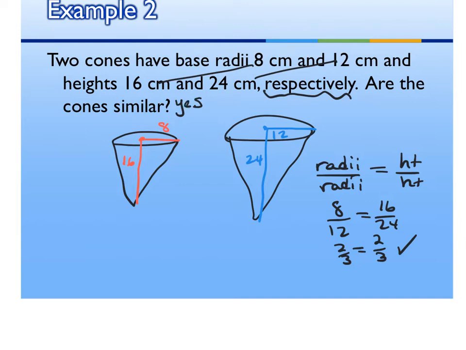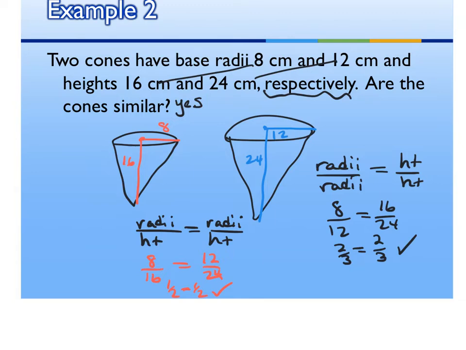Now, I could also do radii to the height of the red one and set it equal to radii of the height of the blue one. So if I do it this way, it's 8 over 16, 12 over 24. Notice they both reduce to 1/2.